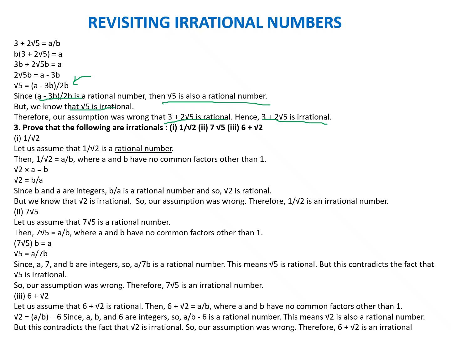Again we have to use the same logic. For each one, because root 2 is irrational, our p by q can never be equal to root 2, and hence the number itself is irrational. Likewise for 7 by root 5, we apply the same logic and prove that p by q cannot be equal to root 5, and since root 5 is irrational, it cannot be equal to p by q. Likewise for 6 plus root 2, we prove that p by q can never be equal to root 2 because p by q is rational and root 2 is irrational, and hence these numbers are irrational. We'll move to the next slide.